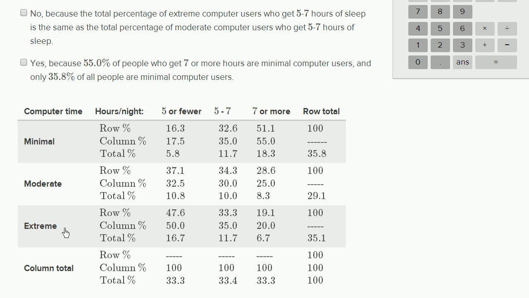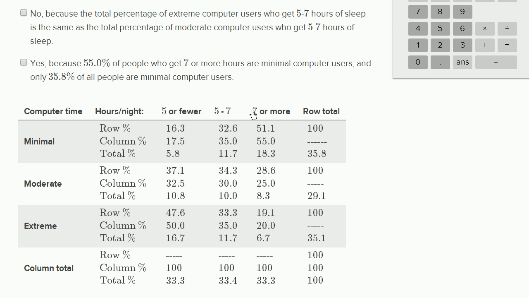And for example, if we look at the extreme computer users, it's the opposite trend. 47% have 5 or fewer hours per night, 33% 5 to 7 hours, and then only 19% get 7 or more. And it looks like the moderate is someplace in between. So just looking at each of these rows, it looks like there's a trend where if you use a computer for less time, you're more likely to have more sleep. And likewise, if you use a computer more, you're more likely to have less sleep.